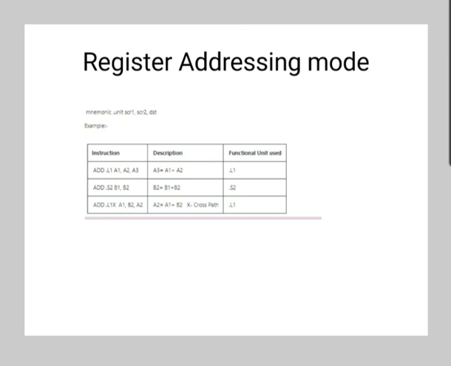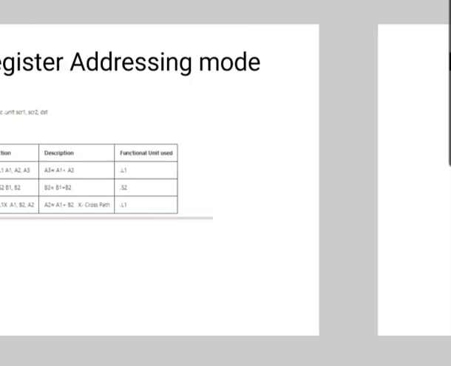All registers can perform linear addressing, only 8 registers can perform circular addressing. A4 to A7 are used by the D1 unit and B4 to B7 are used by the D2 unit. So no other unit can perform circular addressing. First is register addressing mode. Here a table is shown for that.